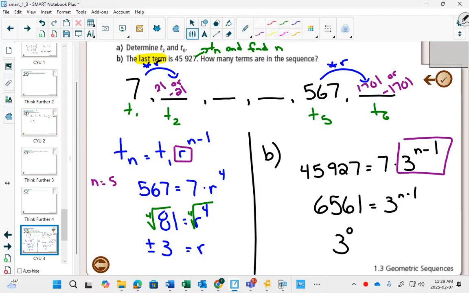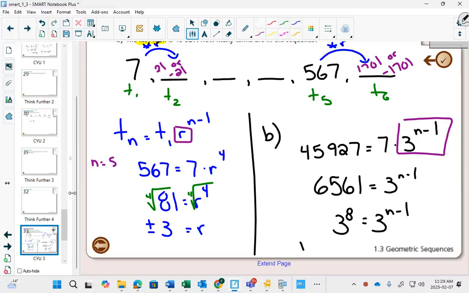So now we can change this to 3 to the 8. And now you should be able to just look at this and tell me what n is. Got it. n is 9. Why? Because if these are equal, does it make sense that n minus 1 has to equal 8? How can I possibly figure out what n is? And n is equal to 9.